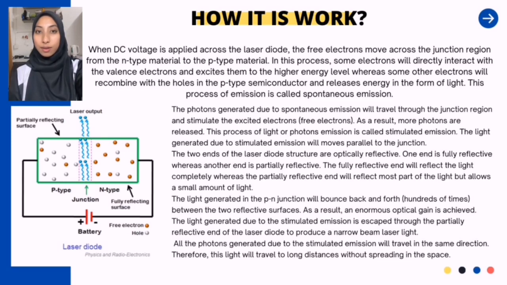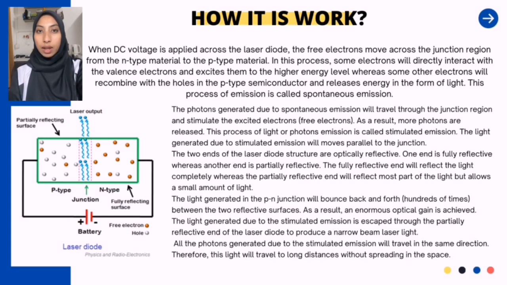The photons generated due to spontaneous emission will travel through the junction region and stimulate the excited electrons. As a result, more photons are released. This process of light or photon emission is called stimulated emission. The light generated due to stimulated emission will move parallel to the junction. The two ends of the laser diode structure are optically reflective. One end is fully reflective, whereas the other end is partially reflective.